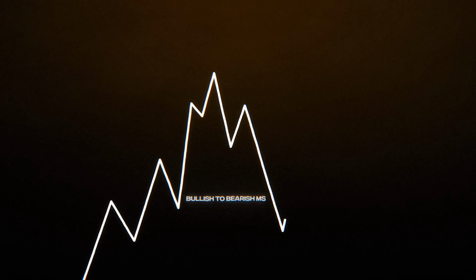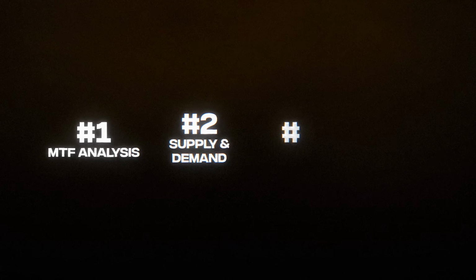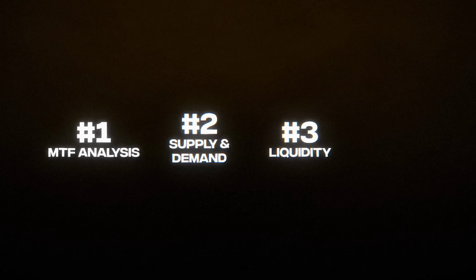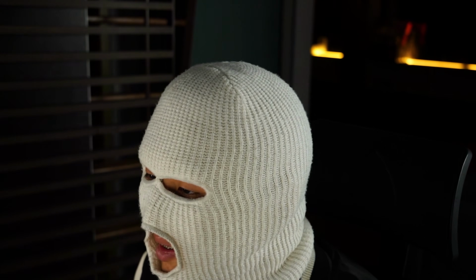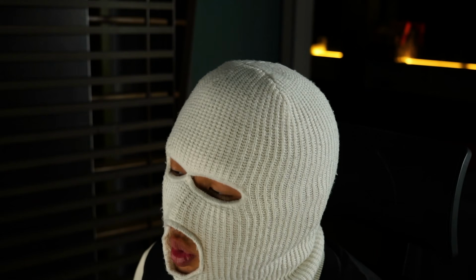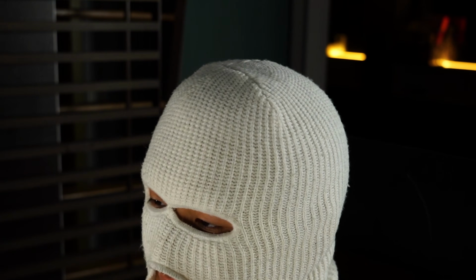To be able to increase the confluence of the usage of a change of character so that it becomes a higher probability one, you can use it together with other concepts like number 1, multi-time frame analysis, number 2, supply-demand levels, otherwise known as order blocks, number 3, liquidity, number 4, premium and discount ranges. Now, I can't cover all of these concepts in one video as the video will be too lengthy and too difficult to digest, but I will be covering them in the next few lessons, so stay tuned.